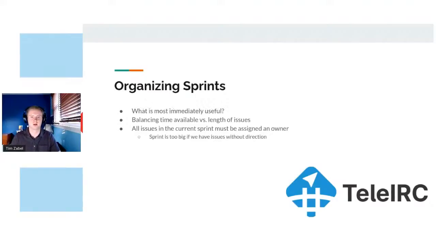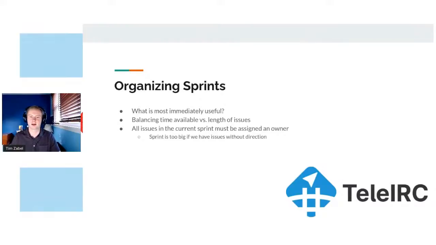And so when we actually come to the task of creating a 2-week sprint, we need to figure out what is actually immediately useful to our users. We need to balance the time available that we have versus how many issues we want to get in. And with that, we want to make sure that every issue in our current sprint is assigned a specific owner to be worked with.